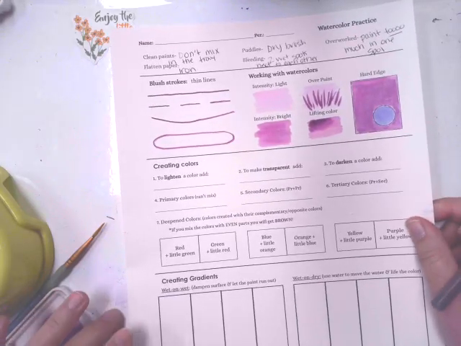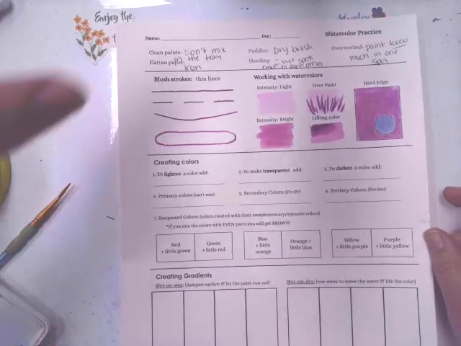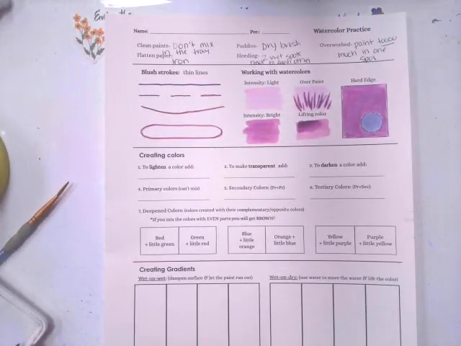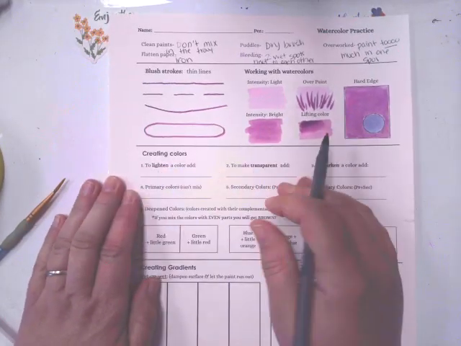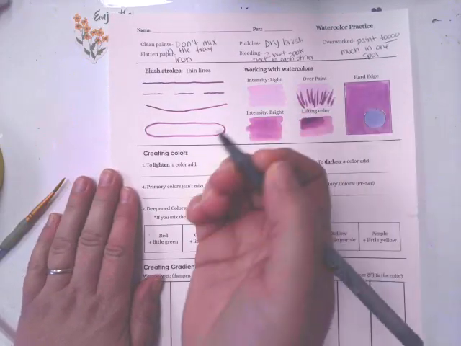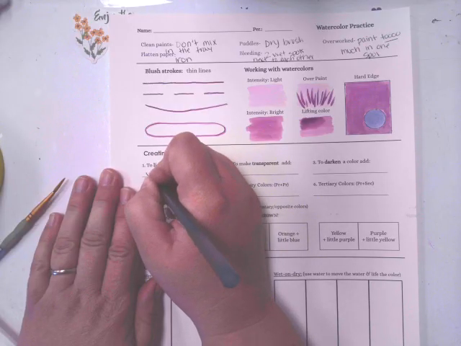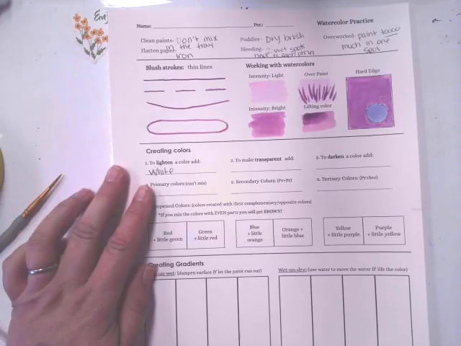All right, so for this next section, we're going to talk about creating some different colors, okay? Some of this is going to be a review, and part of it is going to be something new, okay? So first things first, you're going to need a pen to fill out this section. In order to lighten a color, what you're going to do is you're going to be adding white, okay? This is something that you've done before in the past, so it should be pretty easy.